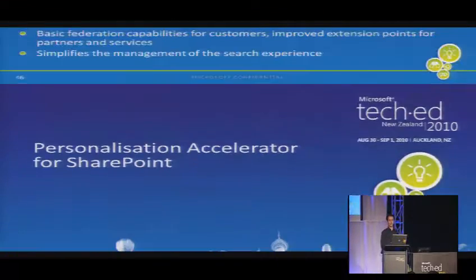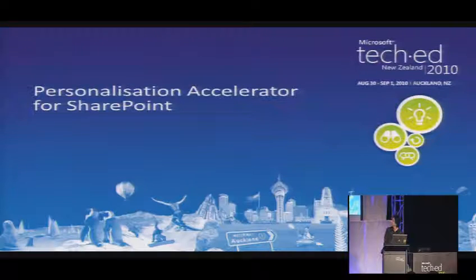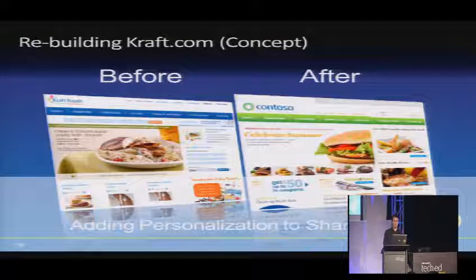Okay, that, very briefly, was FSIS. I'm going to touch quickly on the SharePoint personalization accelerator. So this is the SharePoint personalization accelerator. Essentially what we're trying to do here is create a more personalized version of the kraft.com website. In other words, here's the Kraft Food website. Here's a SharePoint version of the same thing. You can see they look relatively similar.